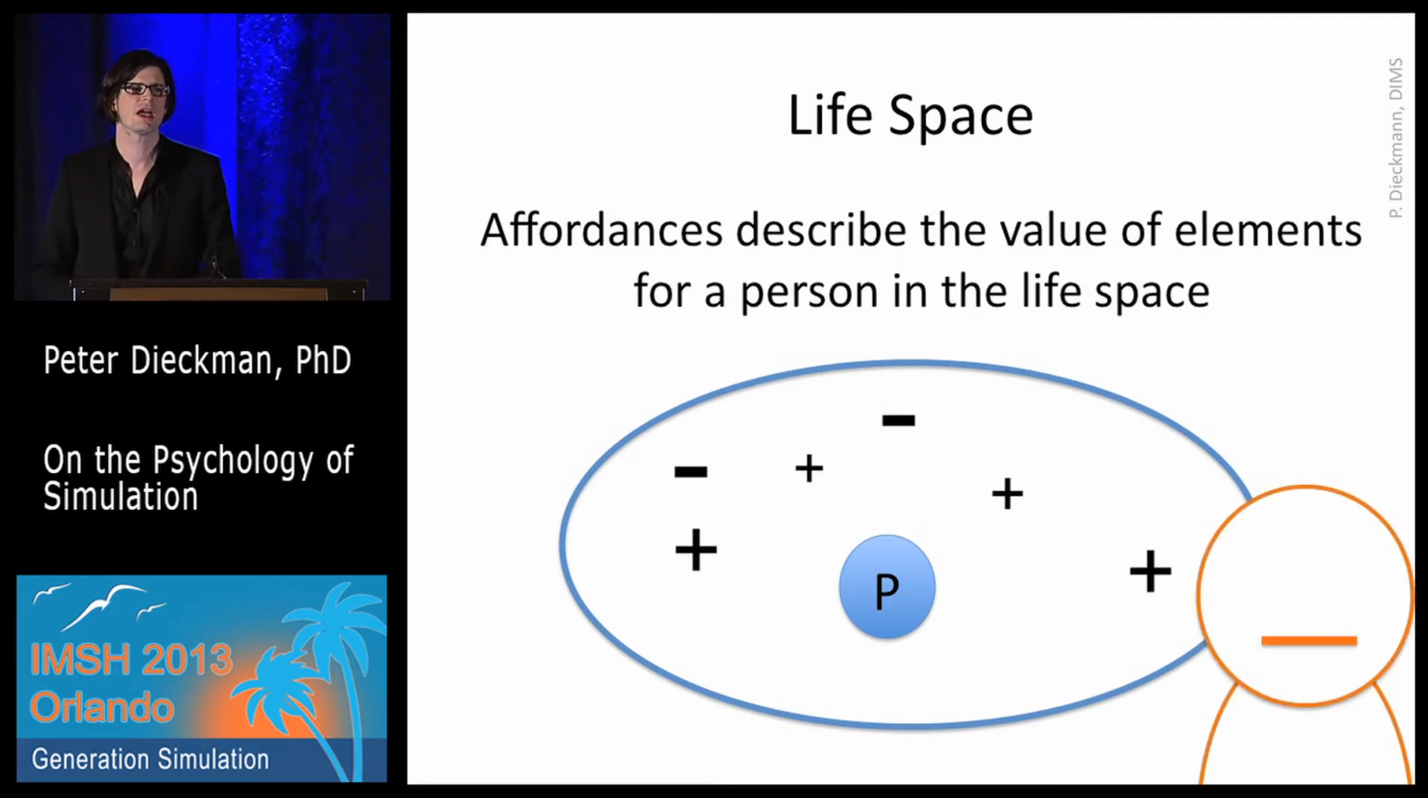The elements also have different value. Lewin called it affordances to express this interplay between the person and the environment. Some of the things are positive. If I think of the 9 hours flight back, that's not so positive. If I think of my brilliant presentation, that's very positive. So the different elements in the life space have different value.